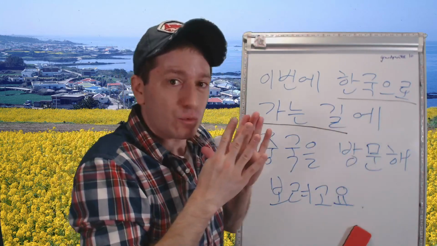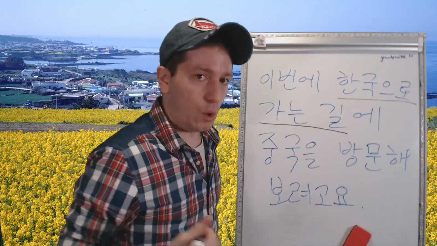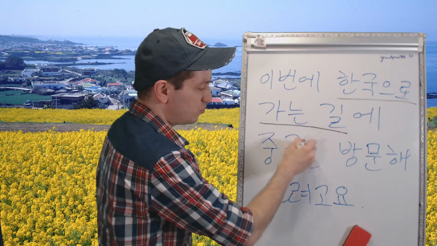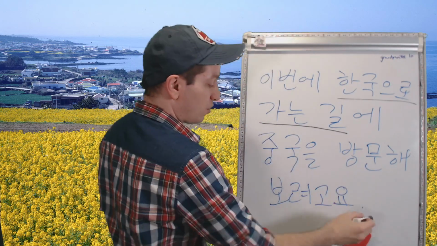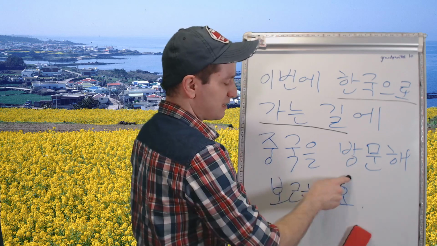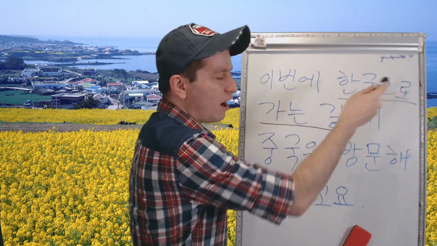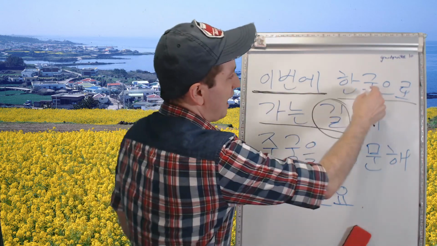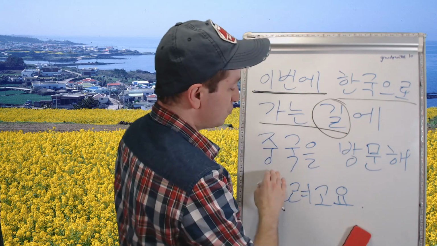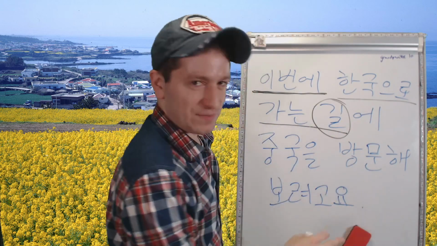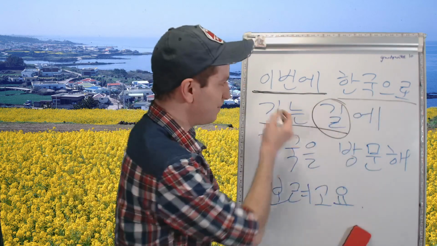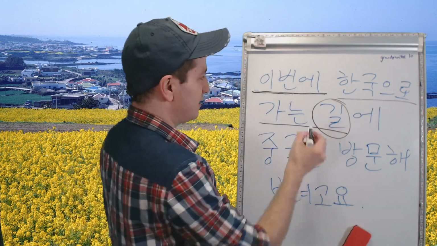So on that route somewhere, on the way to Korea, or while going to Korea, 중국을 방문해 보려고요. So I'm going to try to visit China this time on my way to Korea. 이번에 한국으로 가는 길에 중국을 방문해 보려고요. So this time on my way to Korea, I'm going to visit China.